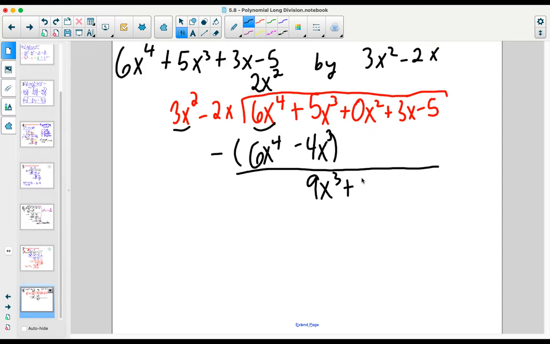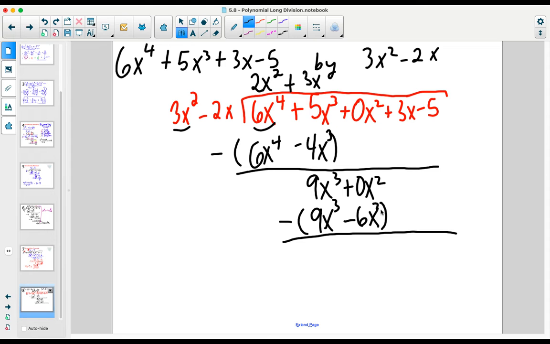We bring down our dummy term as a space filler, and we say 3x squared into 9x cubed. That leaves us with 3x. 3x times 3x squared, 9x cubed. 3x times 2x, negative 6x. Subtracting that line gives us 6x squared. And then we bring down the 3x.